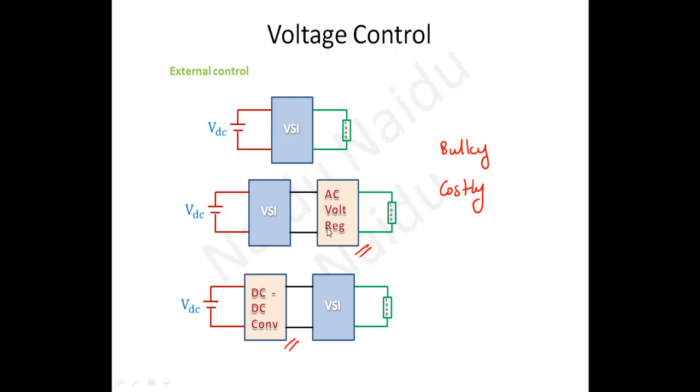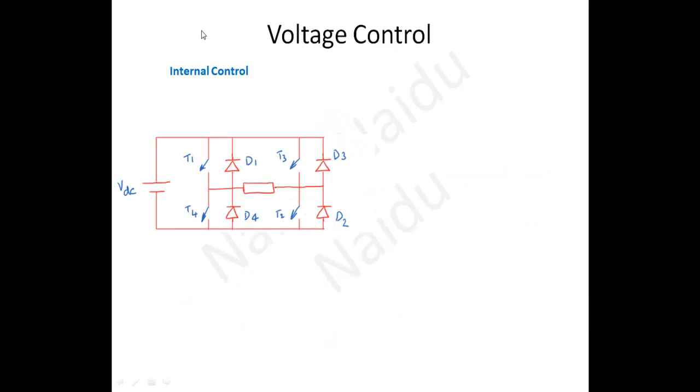If you are having one more converter, it means more harmonics, and the waveform will be distorted. So that means more harmonics due to switching frequency, due to switches. So we don't generally use the external control. We generally go for internal control. Internal control is nothing but we will play with the help of switches only. We will not have any extra controller here.